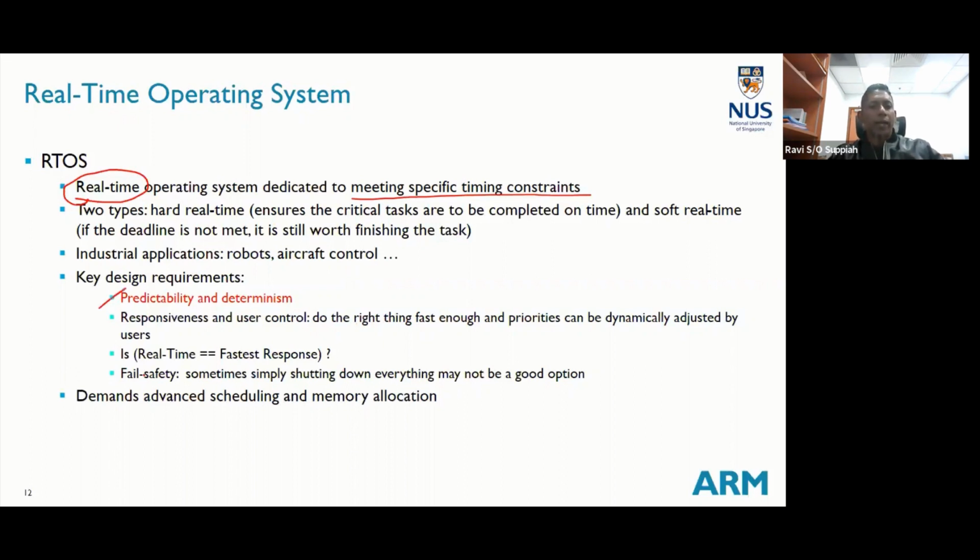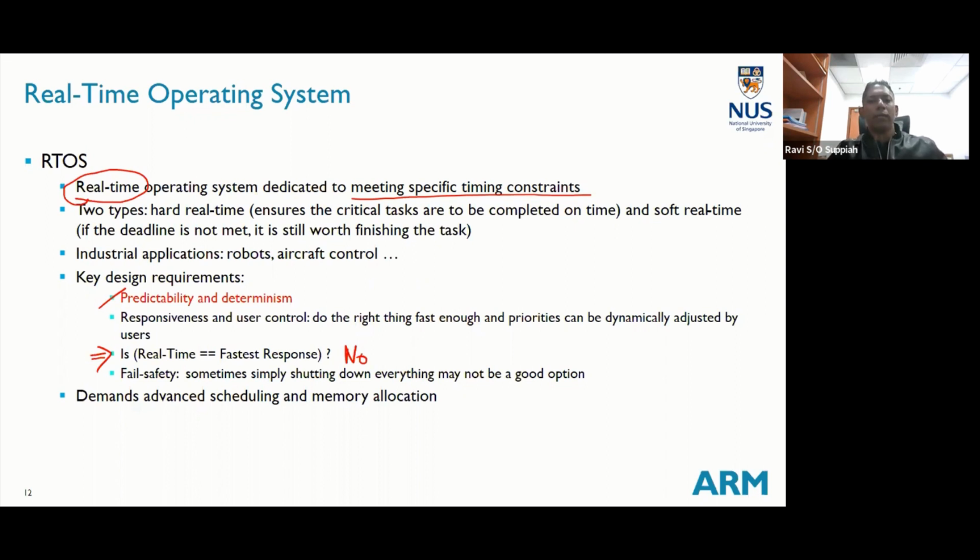All right, and of course, this is something I asked, I think, in a poll a few weeks back. Is real time equal to fastest response? Okay, so the answer is no. Correct, because like I said, the response must be within the deadline. It's not necessary that it has to be the fastest as long as it meets the deadline. If my deadline is 1 second, if it happens within 100 milliseconds, 200 milliseconds, or 900 milliseconds, it's fine.